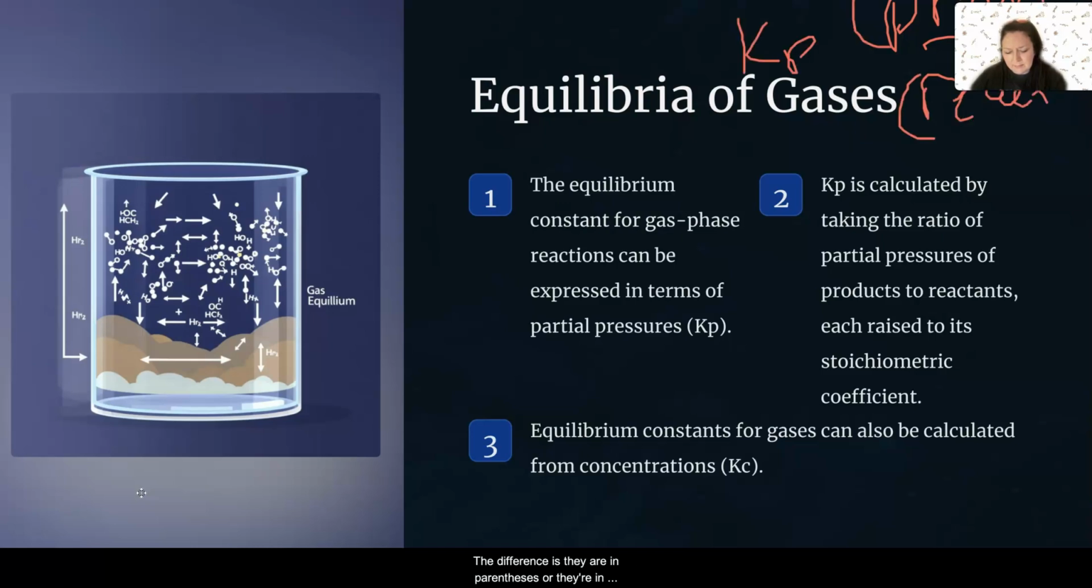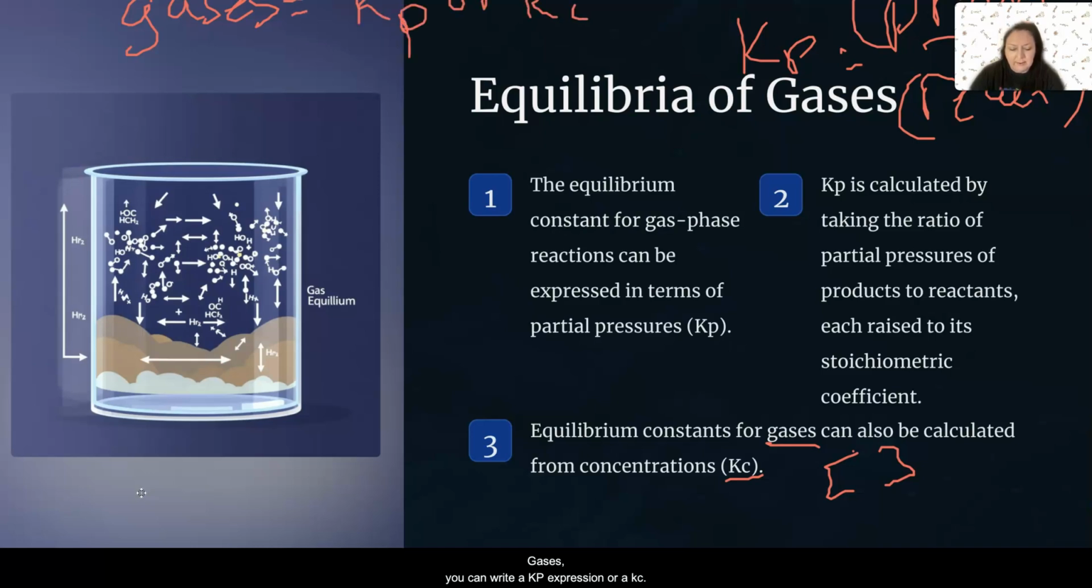The difference is they are in parentheses, not the brackets, and they're raised to the power of their coefficients. It's still calculated numerically the same way, but how you write it is a little bit different. And don't forget that gases can also be calculated with concentrations, which makes them a Kc instead of a Kp. So let's just clarify again real quick. Gases, you can write a Kp expression or a Kc. Now, numerically you calculate them the same way. Products over reactants raised to the power of their coefficients.